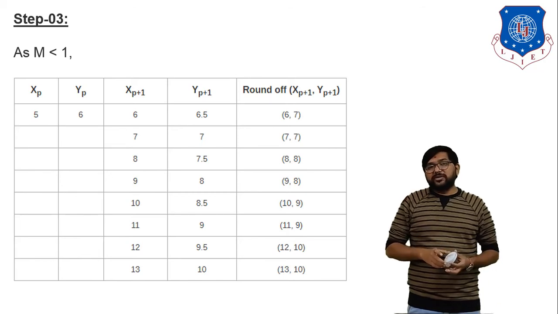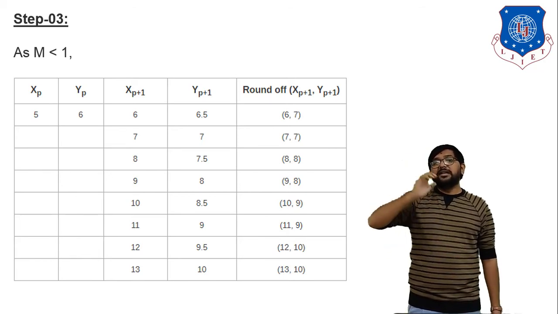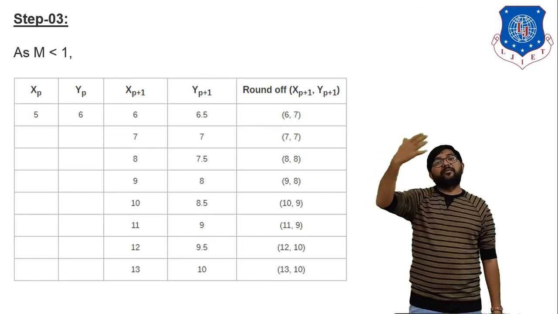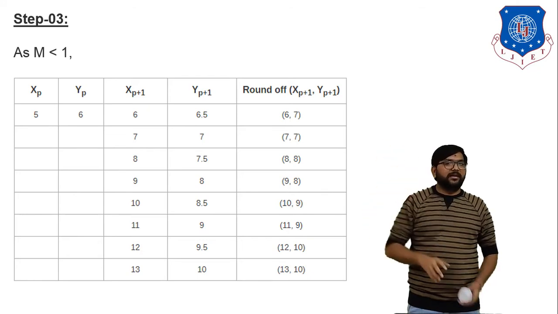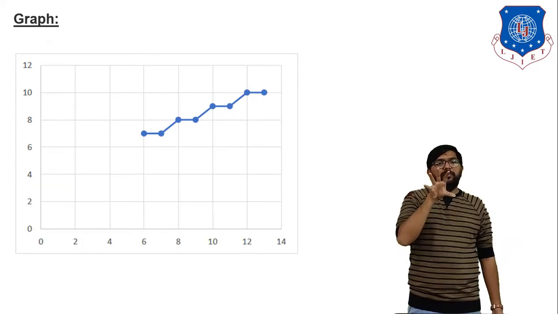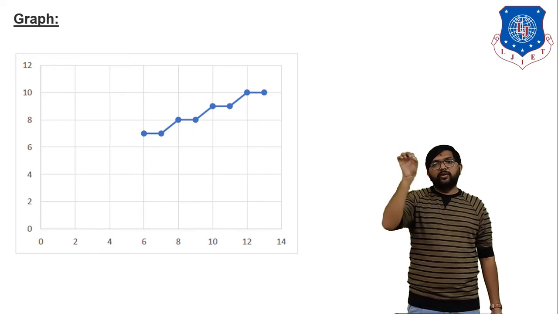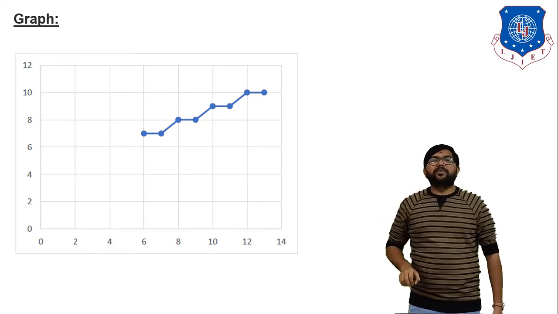So this is the procedure of how a straight line is generated using the DDA algorithm in graphic display devices. Clear? So this is the simple graph if you plot all the points. After that you need to join all the points, and this is the simple straight line.